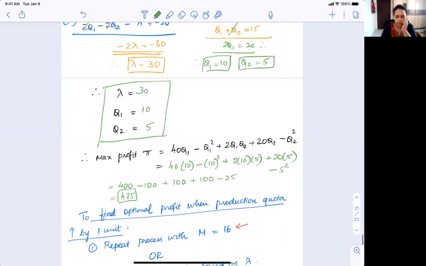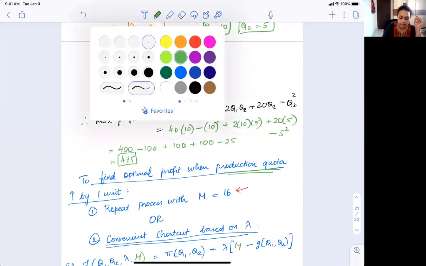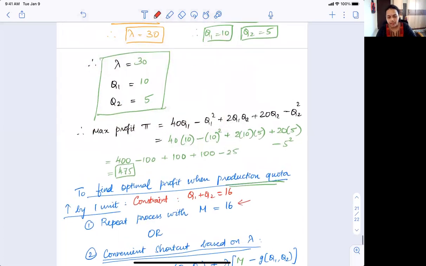Now, the second part of the question asks us to find what the optimal profit would be when the production quota increases by 1 unit. That is to say, the constraint now is Q1 plus Q2. It was originally 15, but they're saying that that is now increasing by 1 unit. So this is now 16. So how do we go ahead and solve this?